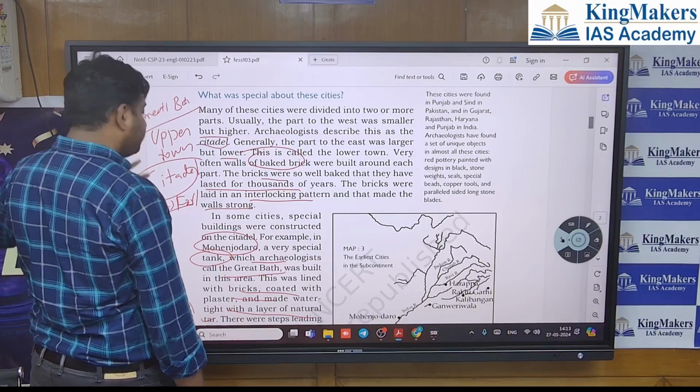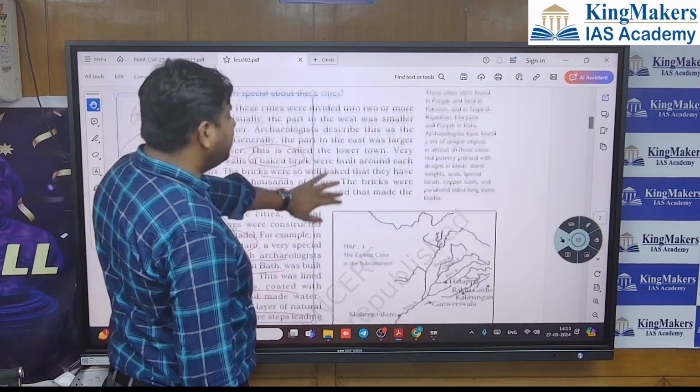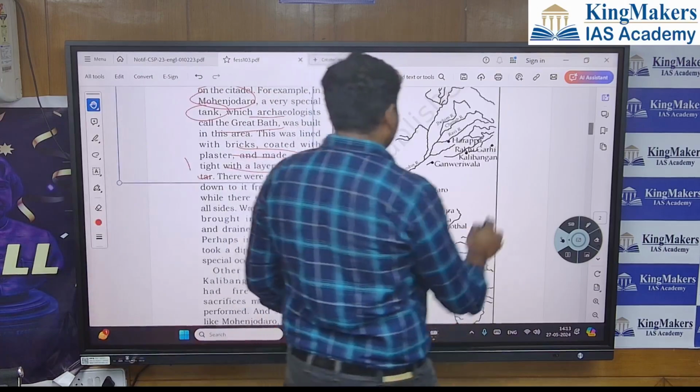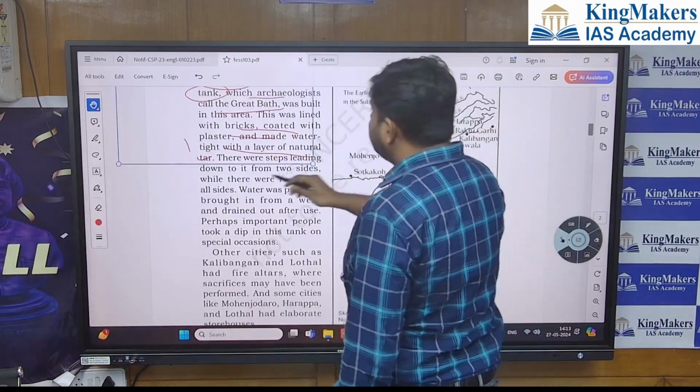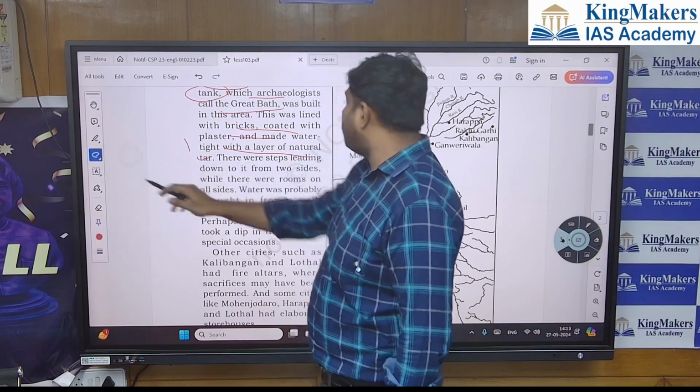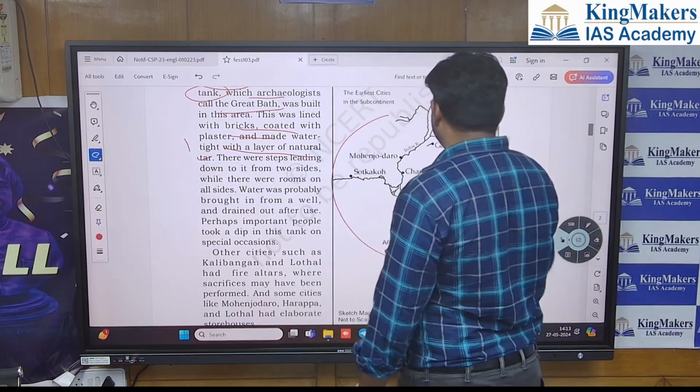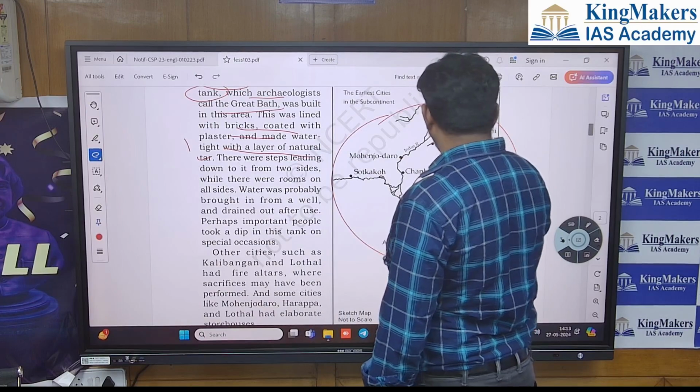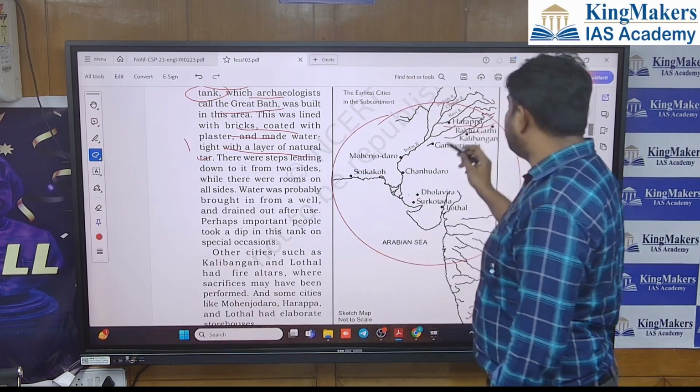Okay. So look at the cities. This is very important. Just note down all the city names. It's quite important. These are all the Harappan cities. Harappa is here near the Indus River.